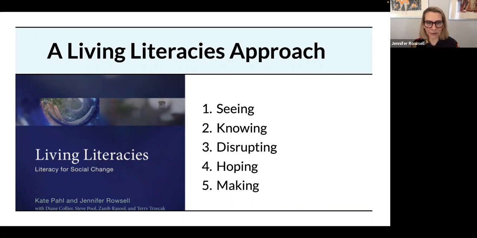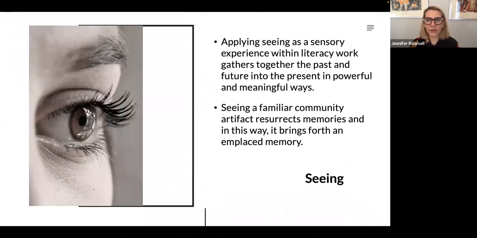And it's about, certainly I've done it with children and teenagers and with some adult learners. It's about sitting and having a problem and thinking about it and then making something, reflecting on it. And then you can write about it and then you can have literacy activities about it. So again, it's applying seeing as a sensory experience within literacy work.